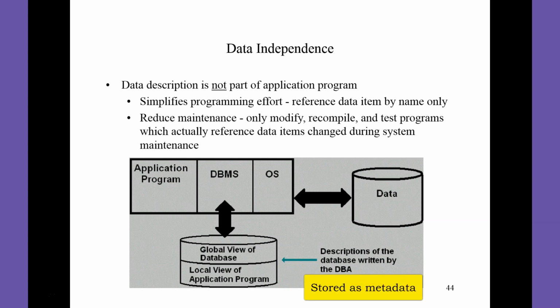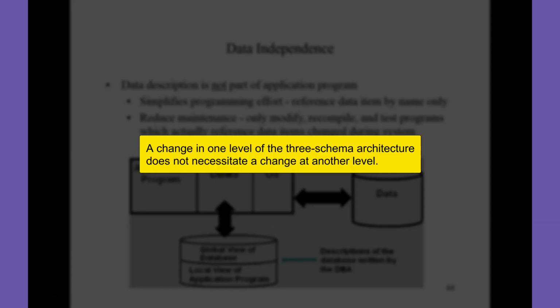With a program that uses a database, the description of the physical data records would be stored in the database as metadata, not within the application. If the physical structure changes as a result of adding a new field, the application only needs to be modified if the application uses the new field added to a record. Otherwise, no change is necessary. So in general, data independence can be thought of as stating that a change in one level of the three-level or three-schema architecture does not necessitate a change at another level.